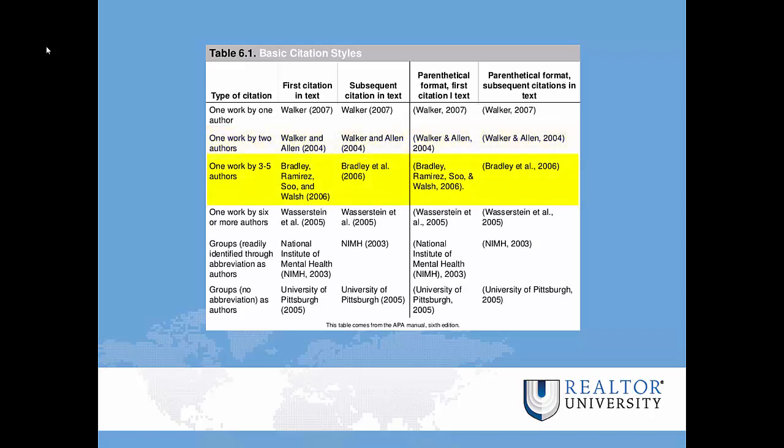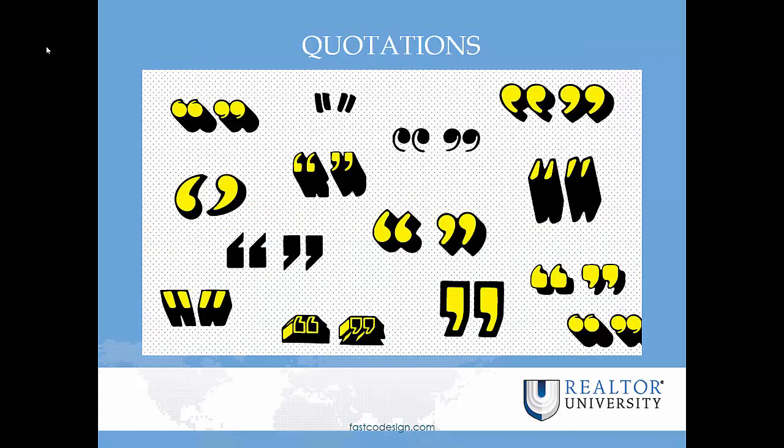When there are 3 to 5 authors, you must provide the names for all authors the first time you cite that work, but only the first author, followed by et al., which is Latin for "and others," in any subsequent citations. And when the work is by 6 or more, you only ever cite the first listed author, followed by et al. Quotations should be used sparingly, only when paraphrasing can't capture the authenticity of the quote.